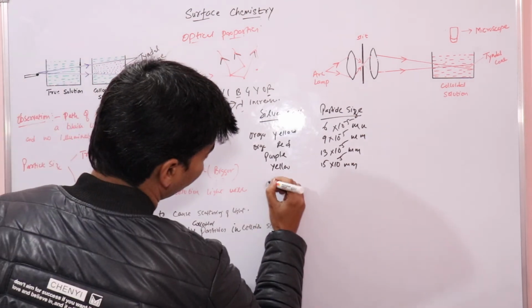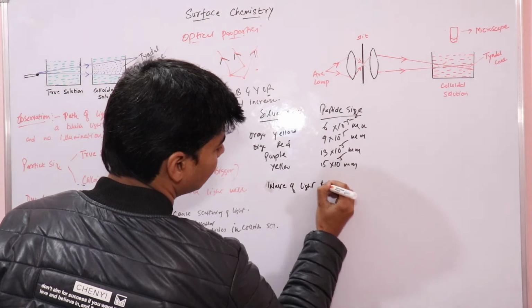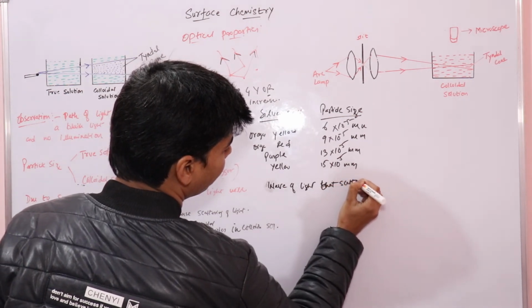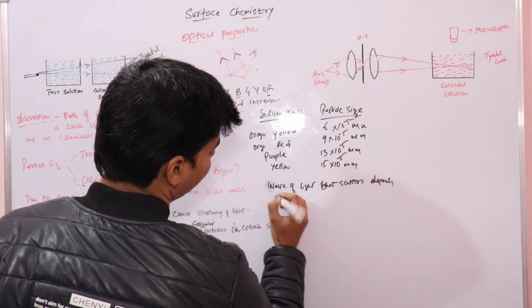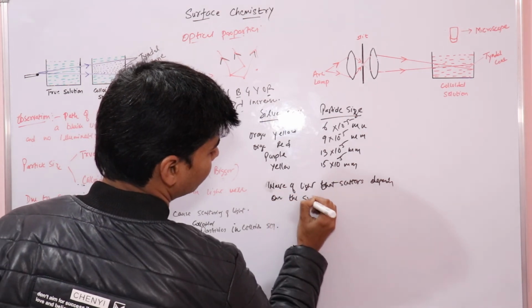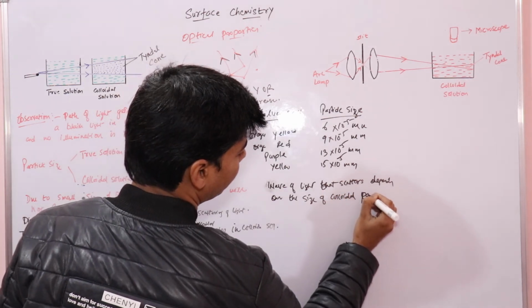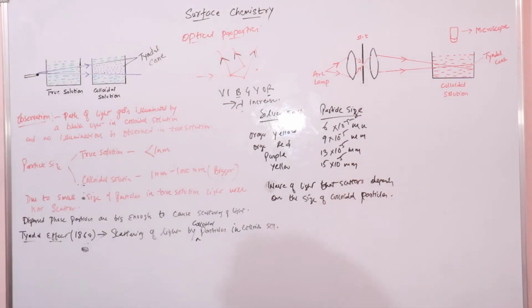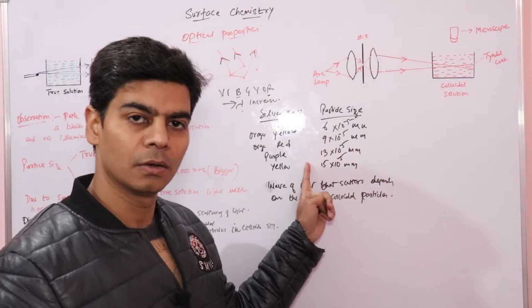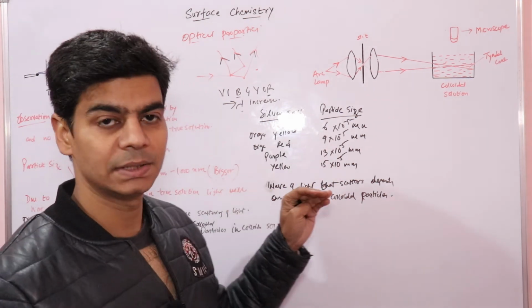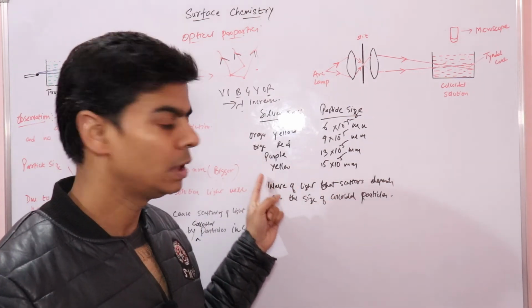So the wavelength of light that scatters depends on the size of colloidal particles. We have different sizes of colloidal particles, so the light that gets scattered would be of different wavelength, and different wavelength means different colors. So that is the reason.